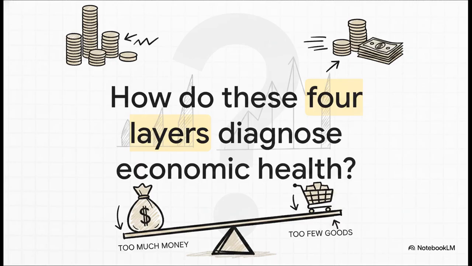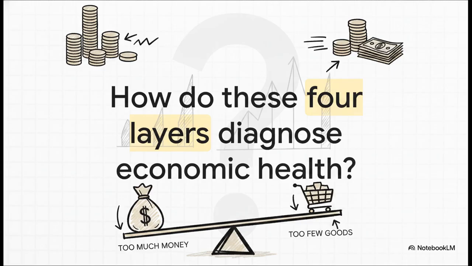Which brings us to the ultimate question. We know from our source material that demand pull inflation happens when an increase in the supply of money stimulates demand way faster than the economy's production capacity can handle it. The root cause is quite literally too much money chasing too few goods.